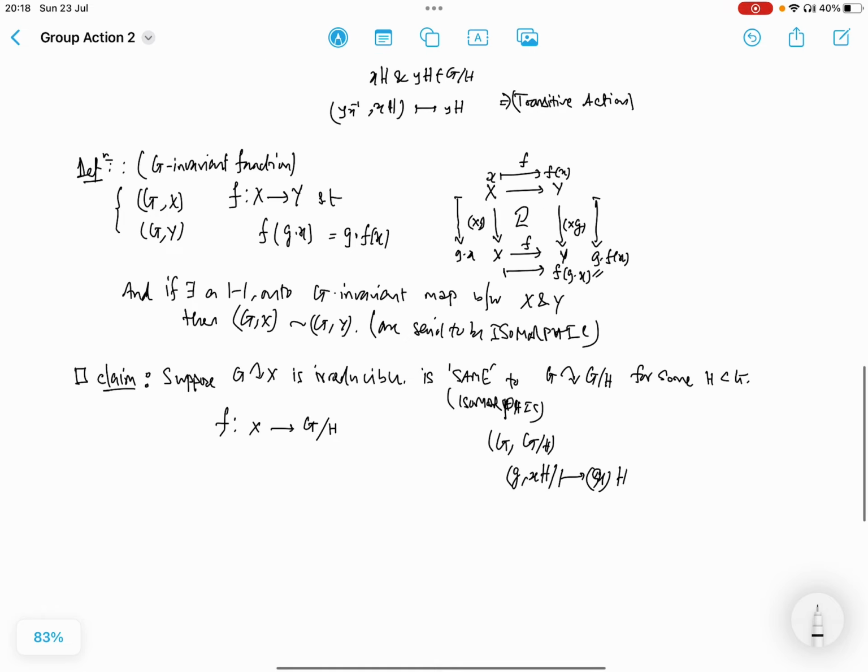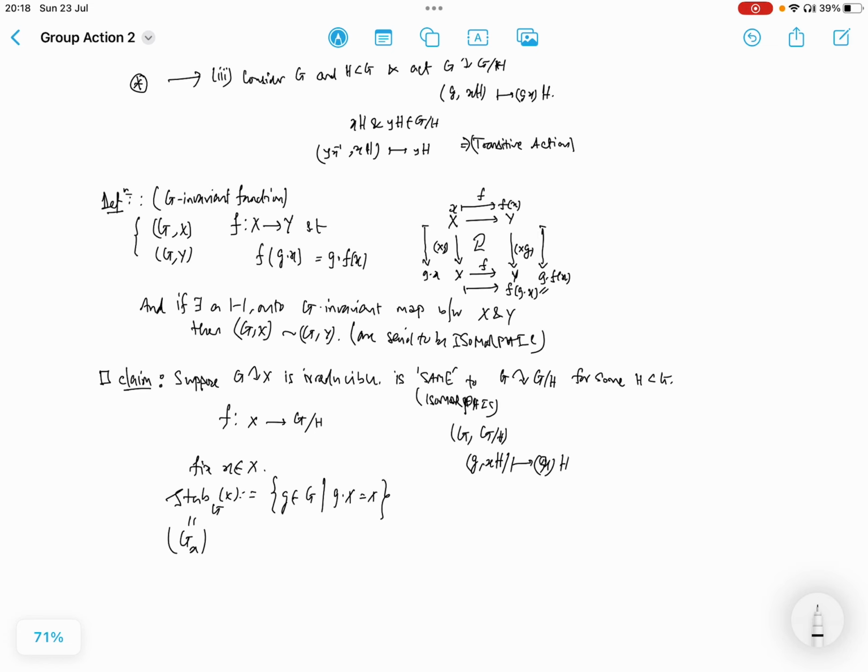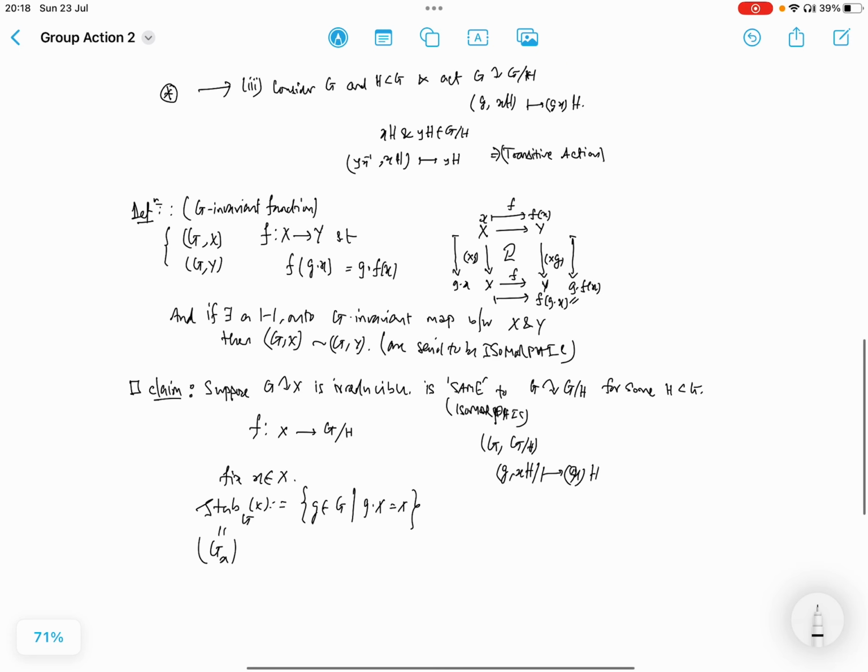So now what will you do? Firstly, fix one element of X, say some x in X. Naturally you have one subgroup. Whenever you are talking about an action, you naturally have this subgroup: all those elements in the group G that fix x or stabilize x. This is called the stabilizer of the element x in G. I will denote it by G subscript x. It can be easily checked that this is a subgroup: it has the identity element and satisfies the binary operation and all. I'm not going to do that here. So Gx is a subgroup of G.